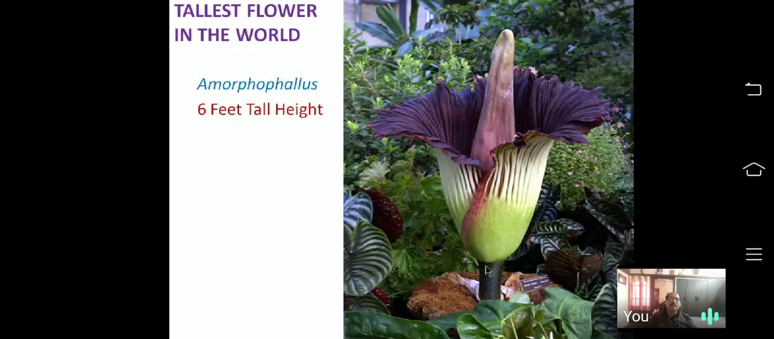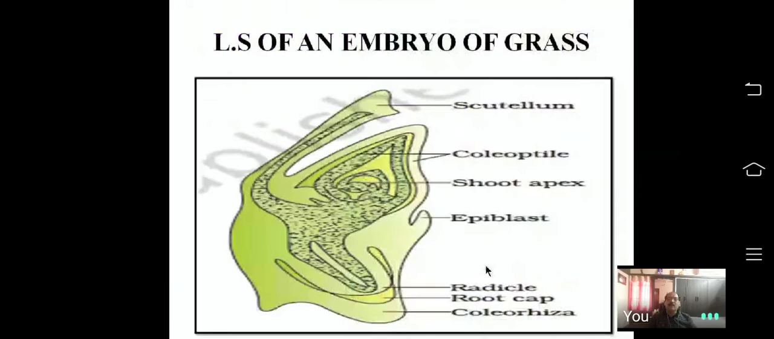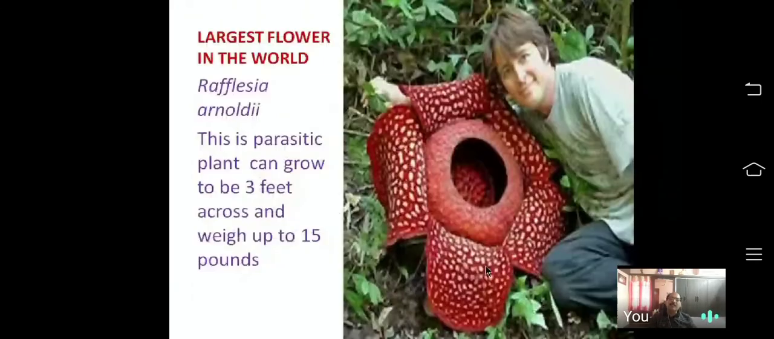Which is the largest flower? Rafflesia arnoldi is the largest flower. Which is the tallest flower? Amorphophallus is the tallest flower.